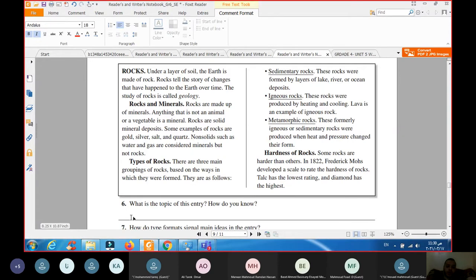First of all, what is the topic here? It's rocks. Okay. How do you know? Because of the boldface, and what else? And it is written in capital letters. Yes.